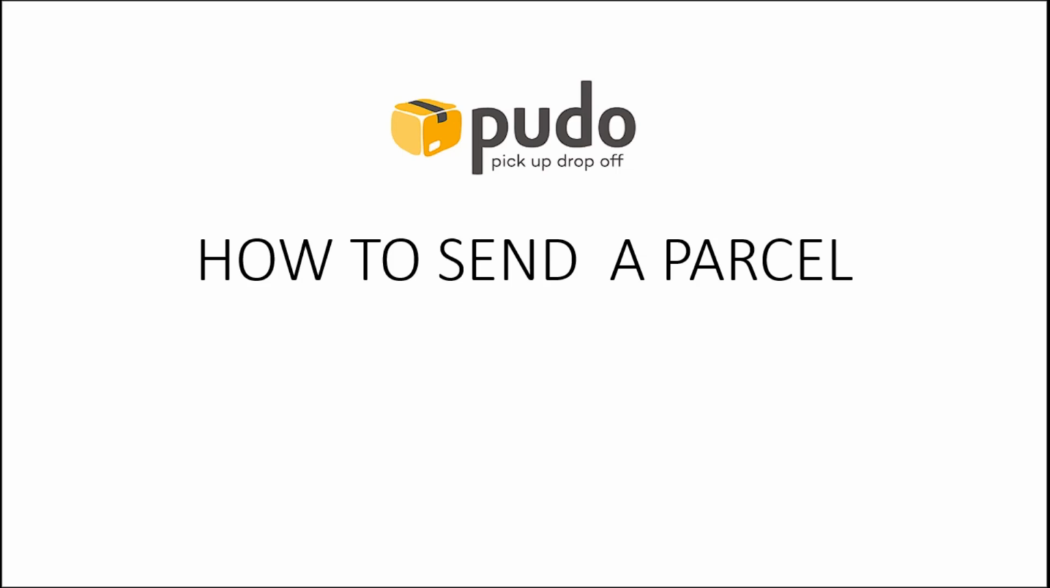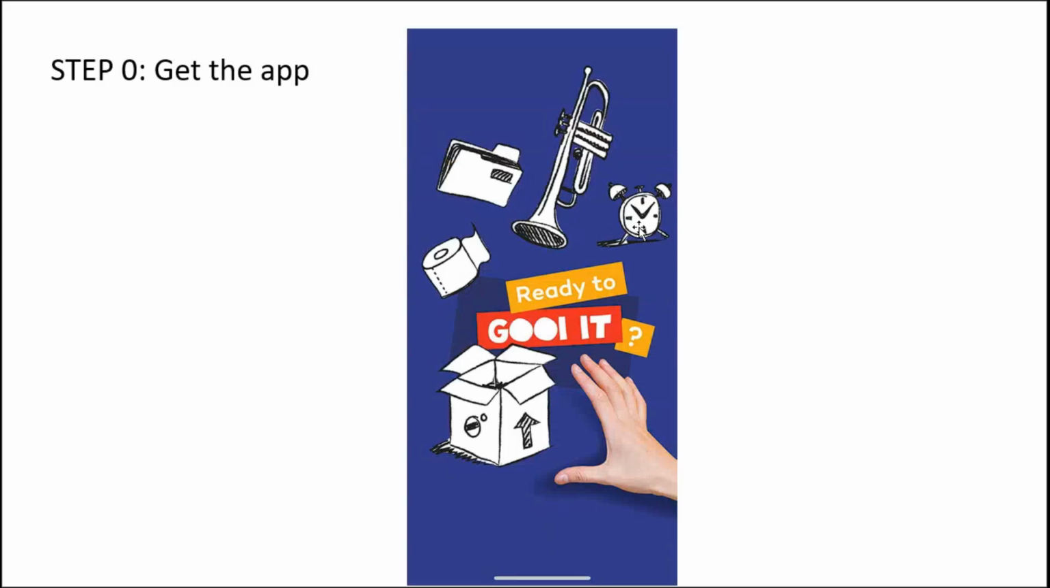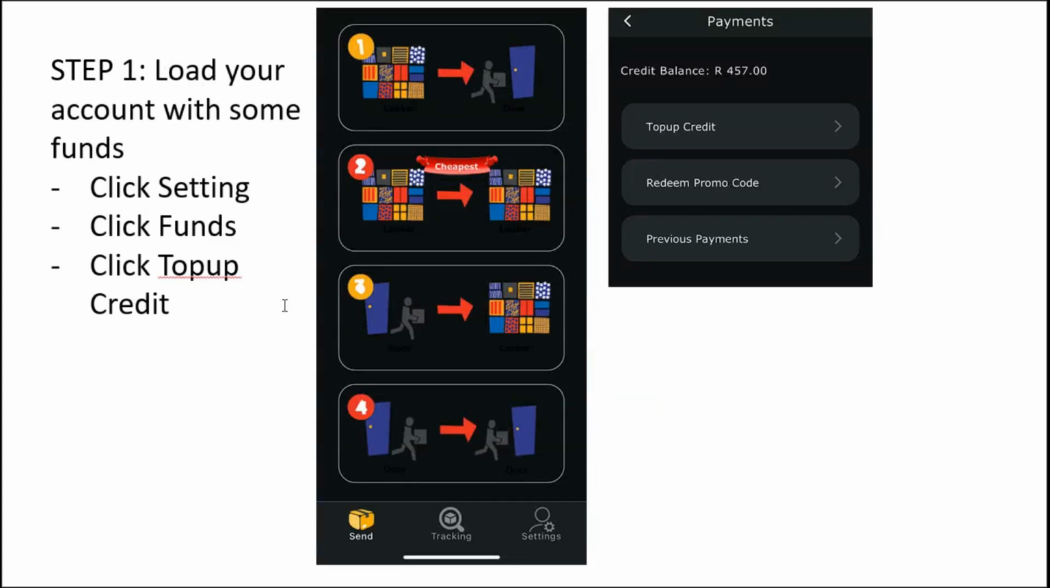Okay, so firstly, you must get the app on iOS, etc. Download it, very quick, simple, and this is what you'll see when you click on the PUDO app. And the first step I would say is you have to load your account with some funds. And to do that, once you click on the PUDO app, you'll be presented with this screen, and you will have to click on settings, which is just called the toolbar, and you just click on settings.